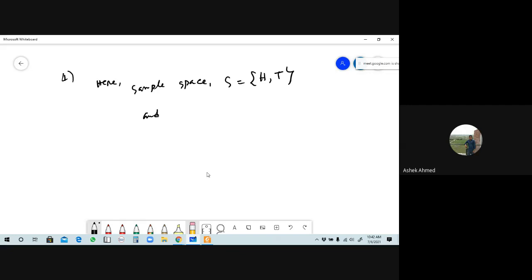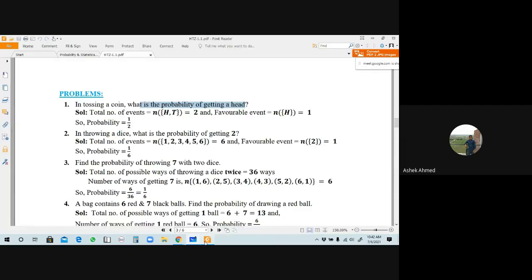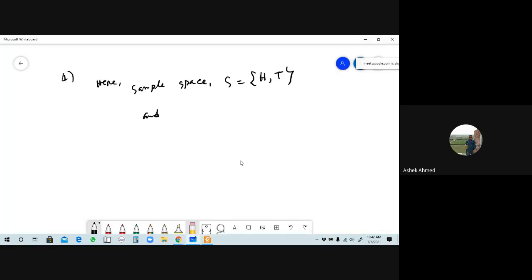And for getting a head, what is the probability of getting a head? You can say that the event will be denoted by A. A will be only the head here. N of S means the number of elements of S. How many elements of S here?